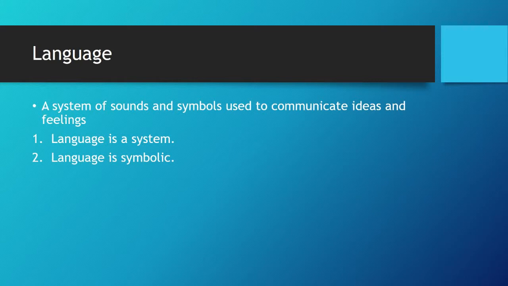But that also means, on the flip side, that words only have the power that we grant them.